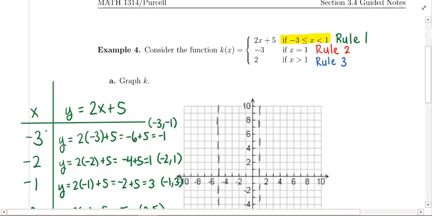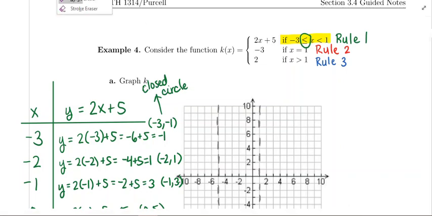So let's first start with x equals -3. If you go back to the conditions here, it says x has to be between -3 and 1, but we need to focus on this inequality symbol. It says -3 is less than or equal to x. So x can actually equal -3 here, so it's legal to plug in -3. So the corresponding point on the graph, -3, -1, is going to be a closed circle, because you can actually plug -3 in for x into this rule. It's valid.